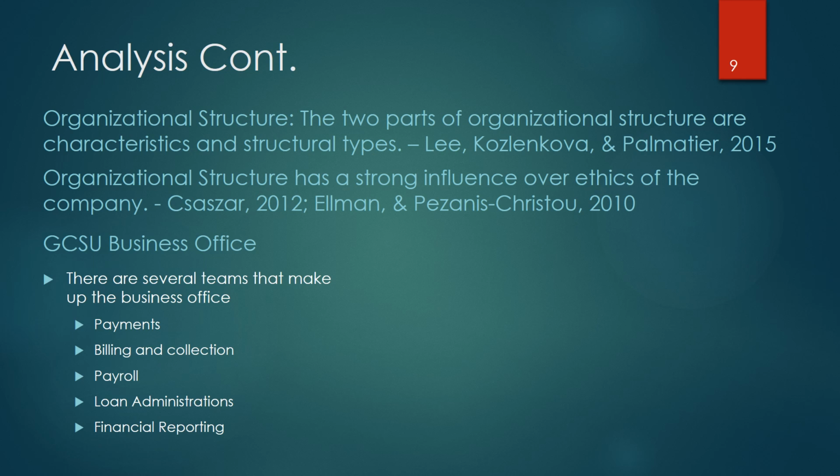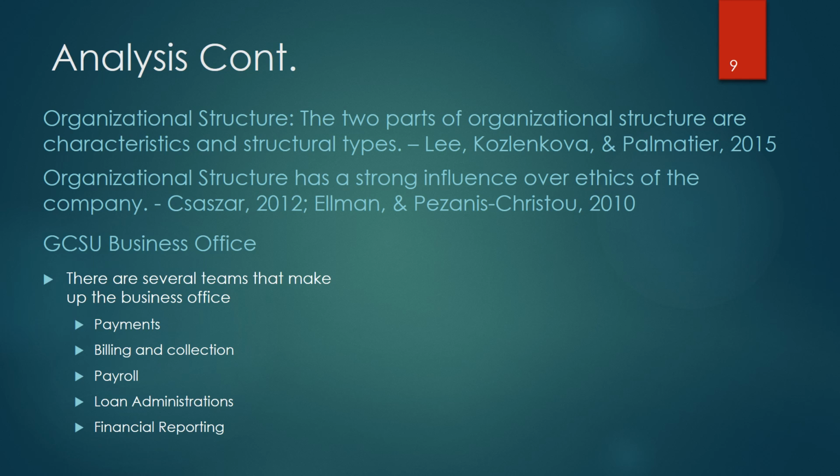The next aspect of organizational culture we will assess is the organizational structure. The organizational structure of a company can be broken down into two separate parts: characteristics of organizational structure and structural types. The characteristics are used to explain behavioral aspects of the company, while the structural type of the company describes the underlying approach for grouping employees. Organizational structure has also been suggested to have a strong influence over the ethics of the company.